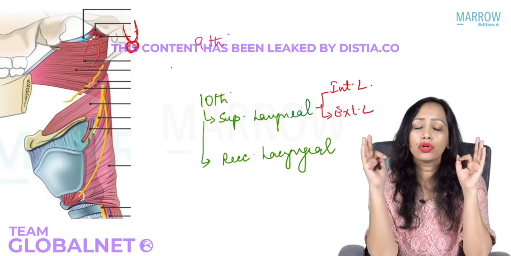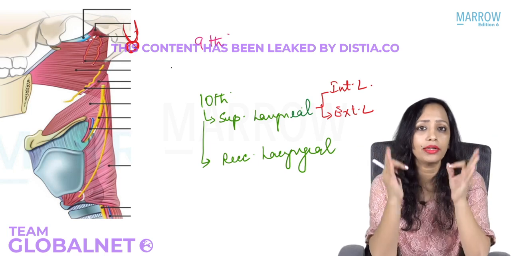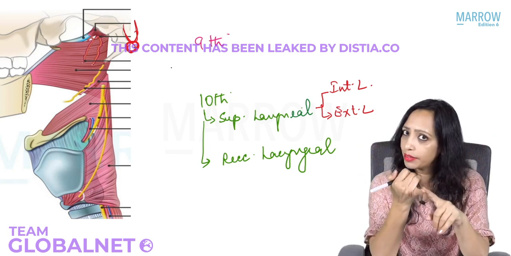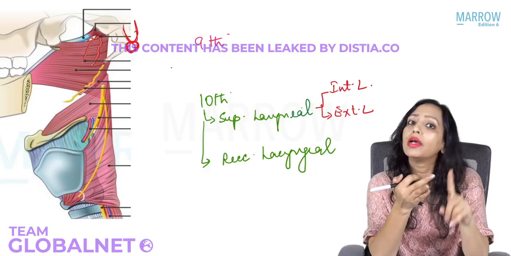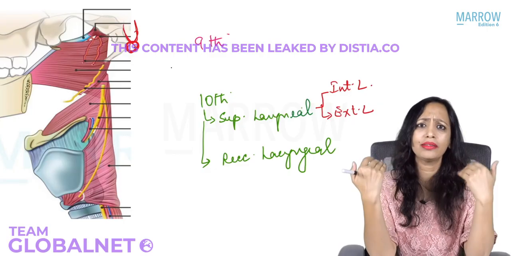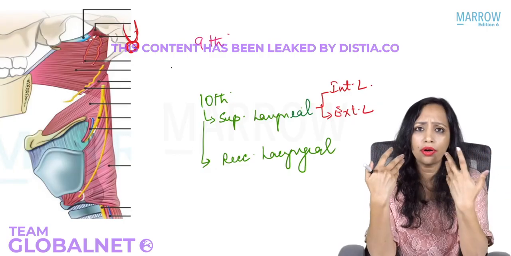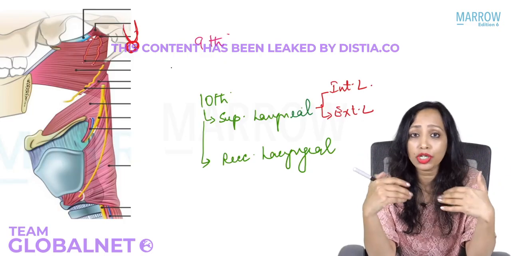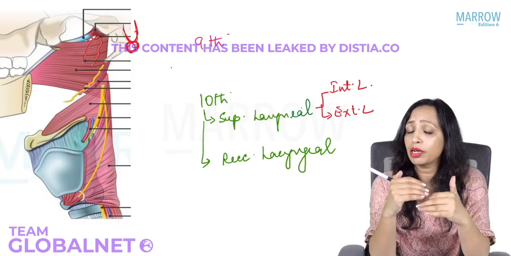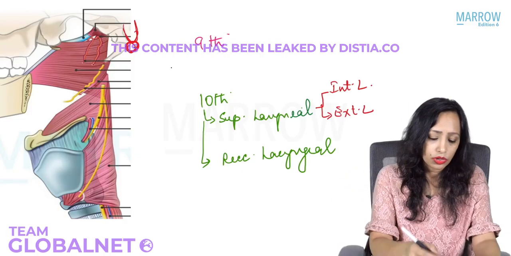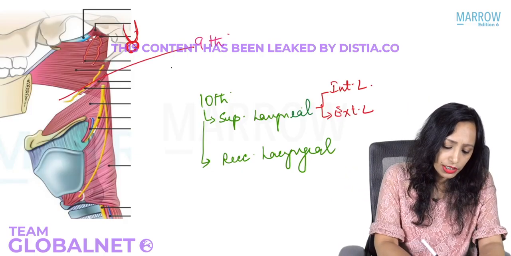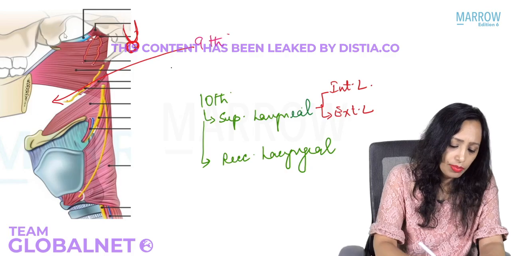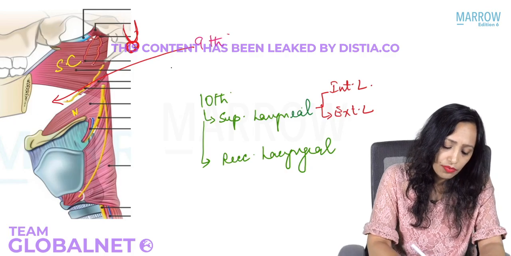Is that clear? So how many nerves are entering the pharynx? 3 nerves. Which 3 nerves? 9th, internal laryngeal and recurrent laryngeal, and they enter in the same order as the gaps are present. So the upper gap is in between the superior and the middle constrictor. Through that will enter which one? Through that will enter the 9th nerve. So the 9th nerve will enter through this gap, which is in between the superior constrictor and the middle constrictor.